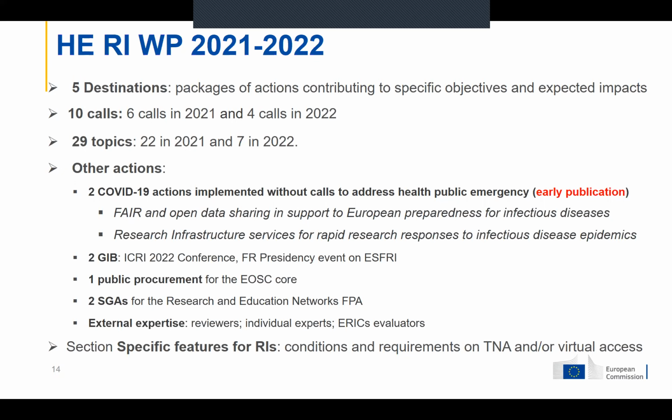So two topics, which are called actions, will be published in the next few weeks. And actually, as far as research infrastructure are concerned, we have a topic under destination two. So it's a use case for EOSC, and then we have another topic for the provision of research infrastructure services in the area of infectious disease. And the idea is to put a strong emphasis also on activities addressing the COVID variants.